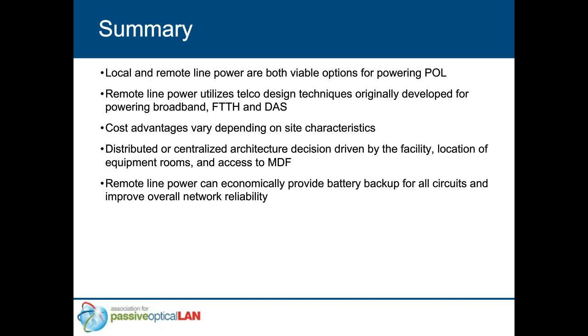Then lastly, the centralized nature of remote line power means that you have fewer locations where you have power and fewer locations where you have batteries. And what that does is actually increase the reliability of your network. And as I mentioned earlier, it can also guarantee that you have battery backup for all the circuits in your network.